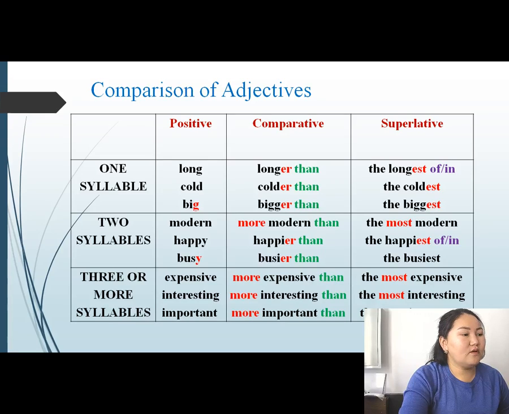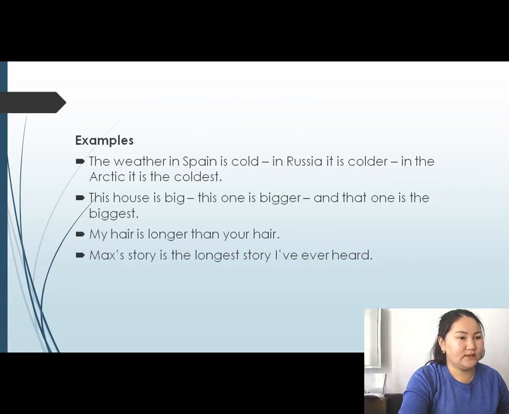Next, three or more syllables. For adjectives with three or more syllables, we put the word more for comparatives and most for superlative adjectives. So, for example, expensive, more expensive than, the most expensive. Interesting, more interesting than, the most interesting. Important, more important than, the most important.